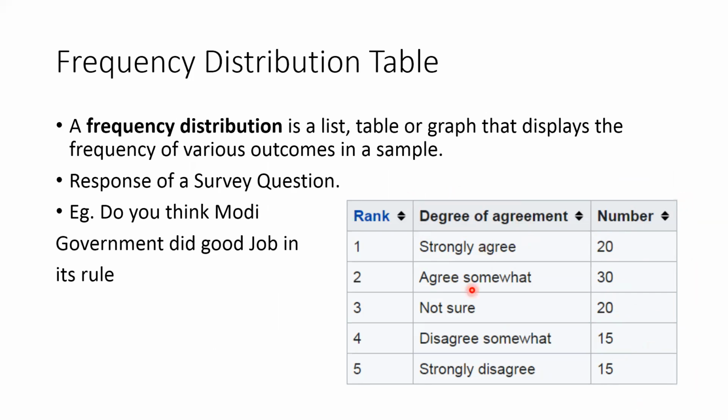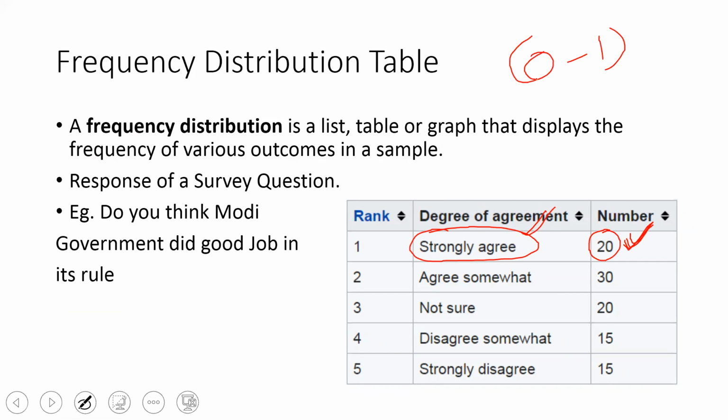Can any one of you tell me what will be the probability of strongly agree over here? If I want to know the probability of this term, I have the frequency, and I know that it is coming 20 times. So how can I calculate the probability? You know that probability is between 0 to 1. And what is the formula for probability? Number of favorable outcomes upon total number of outcomes.